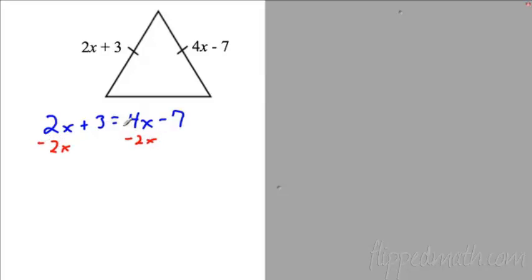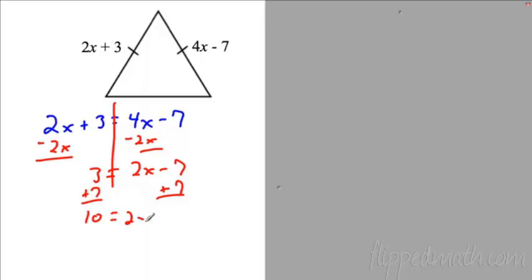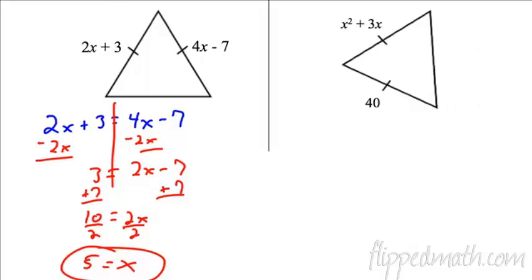Get all your x's on one side. We're looking at 2x minus 7 equals 3. Then get x by itself, so we'll add 7 to both sides. Fantastic. So solve some equations. We're looking at what? X equals 5. Fantastic. Let's up the ante here a little bit. Let's check out this example.